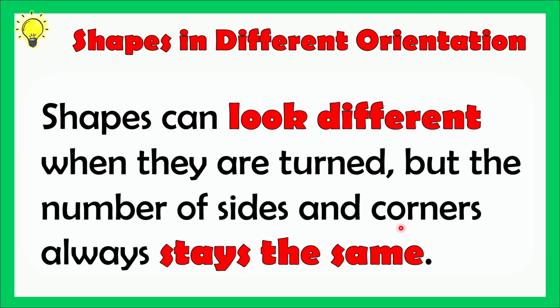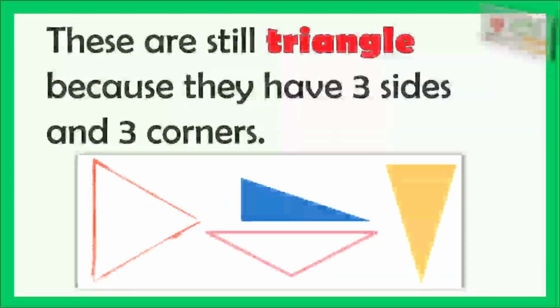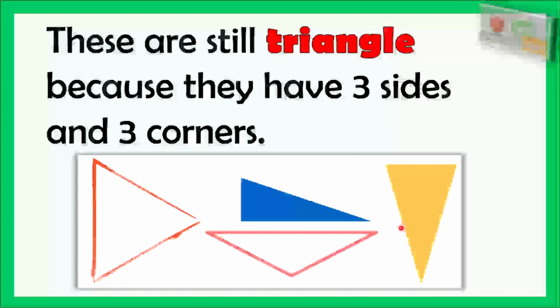Shapes in different orientation. Shapes can look different when they are turned, but the number of sides and corners always stays the same. These are still triangles because they have 3 sides and 3 corners. 1, 2, 3 sides, and then the corners of a triangle.